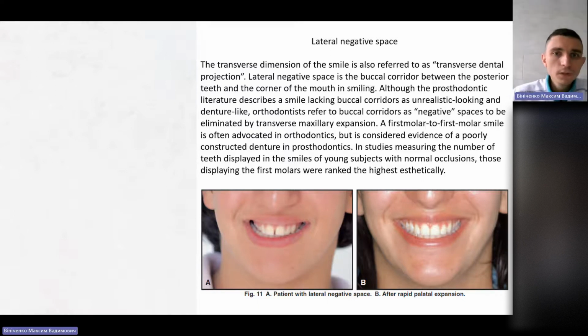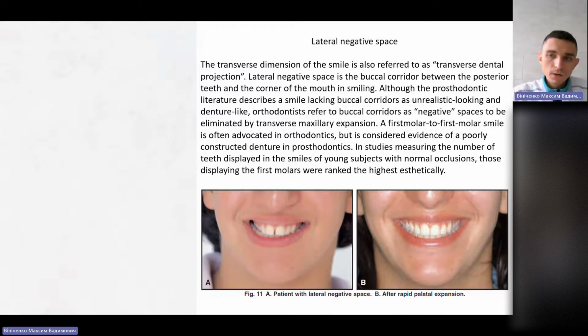A first molar to first molar smile is often advocated in orthodontics, but is considered evidence of a poorly constructed denture in prosthodontics. In studies measuring the number of teeth displayed in the smiles of young subjects with normal occlusions, those displaying the first molars were ranked the highest aesthetically. So, as we understand here, this patient is more aesthetic than these with these buccal corridors.